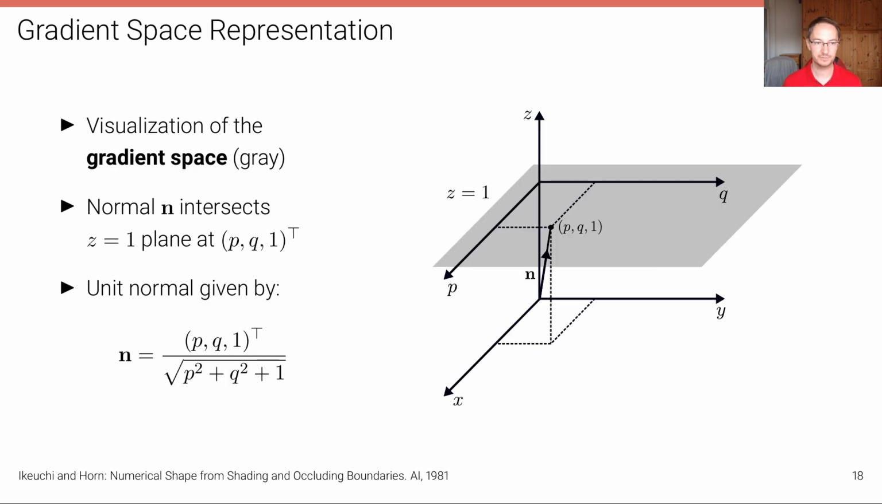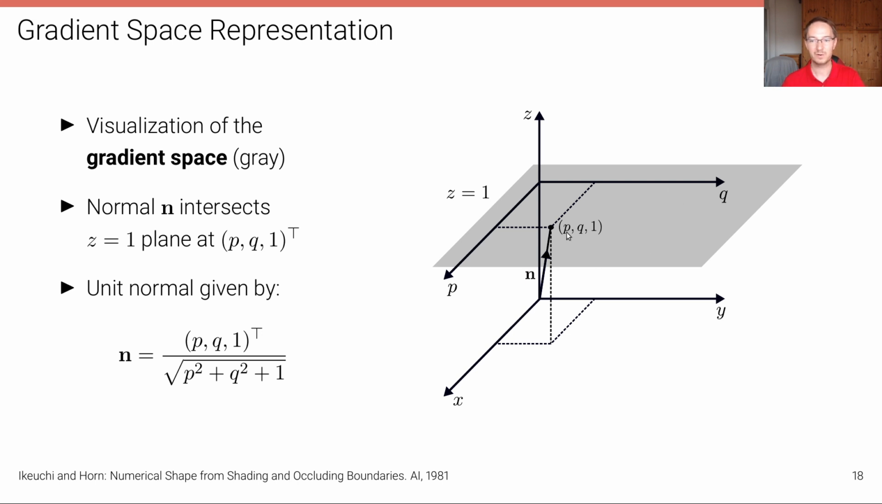Here's another visualization of this gradient space in gray. Given this coordinate system x, y, and z, if we cut the z axis at c equals 1, so we put a plane that is coplanar with the xy plane and located at c equals 1, this is this gray plane here. This is exactly the gradient space, P and Q.